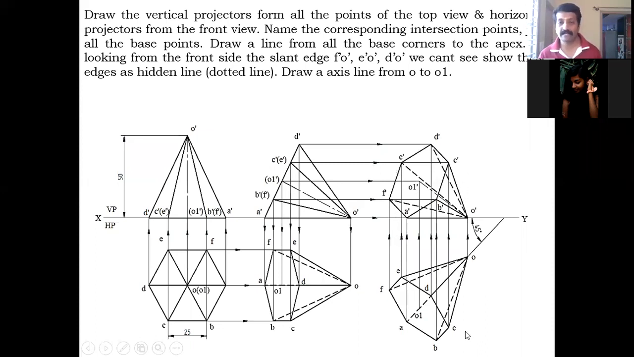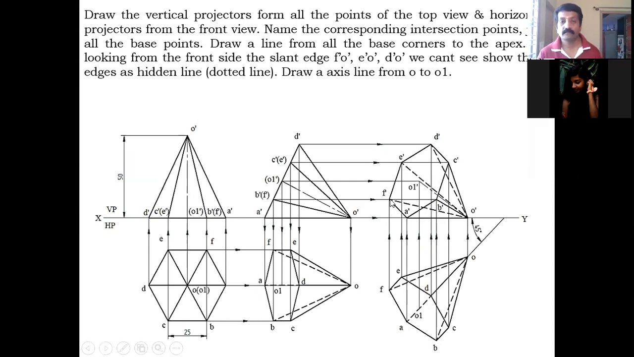Now coming to the slant edges, you are looking from here. C to O you can see, C dash O dash. B to O can also be seen. That's why B dash O dash is visible. Coming to A to O, it is also visible. It becomes the outermost boundary line.